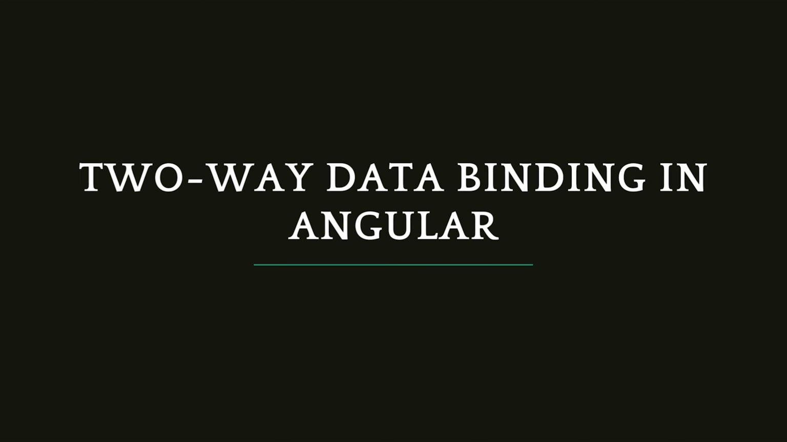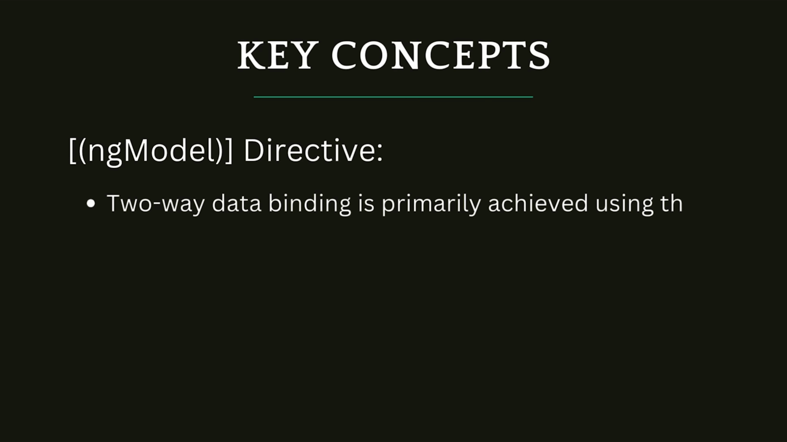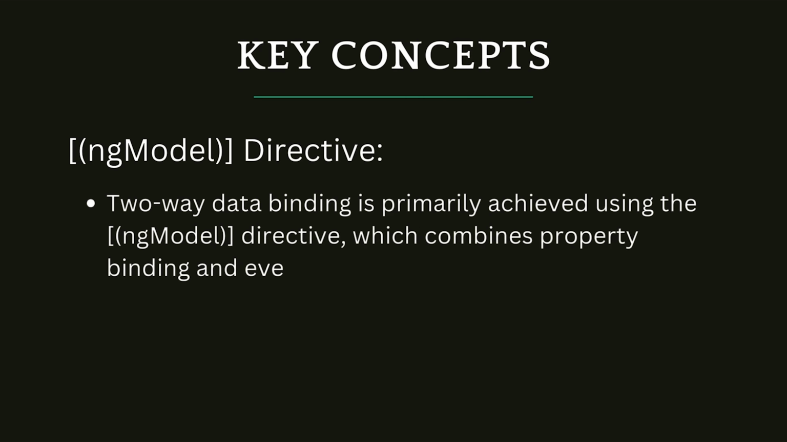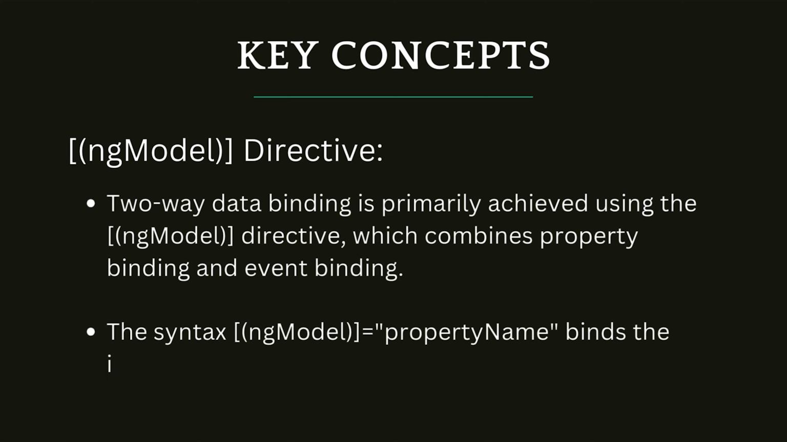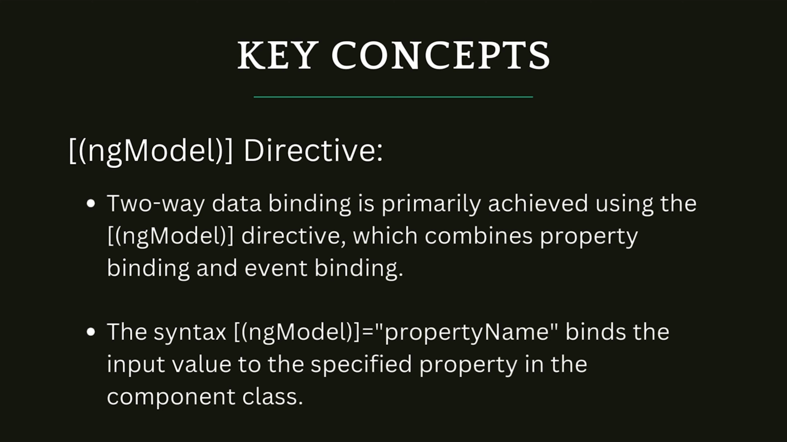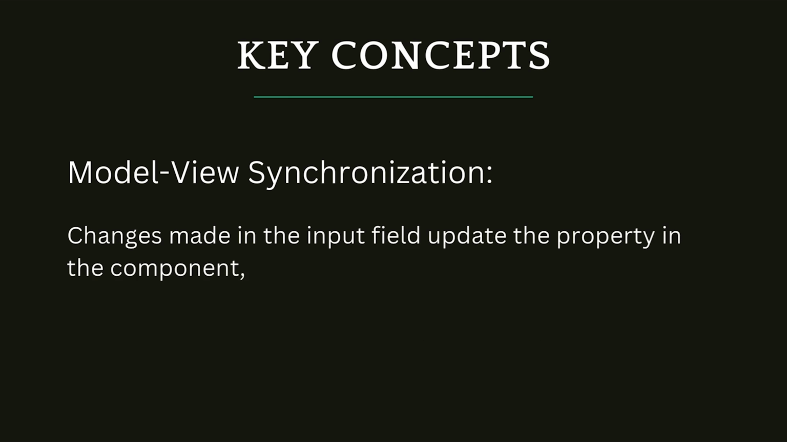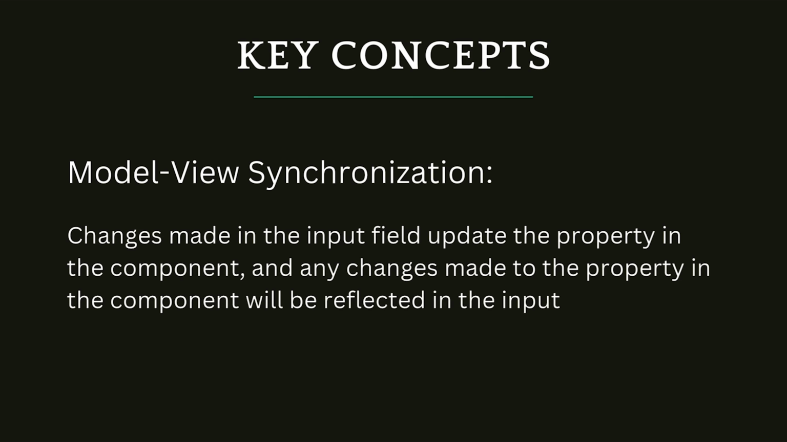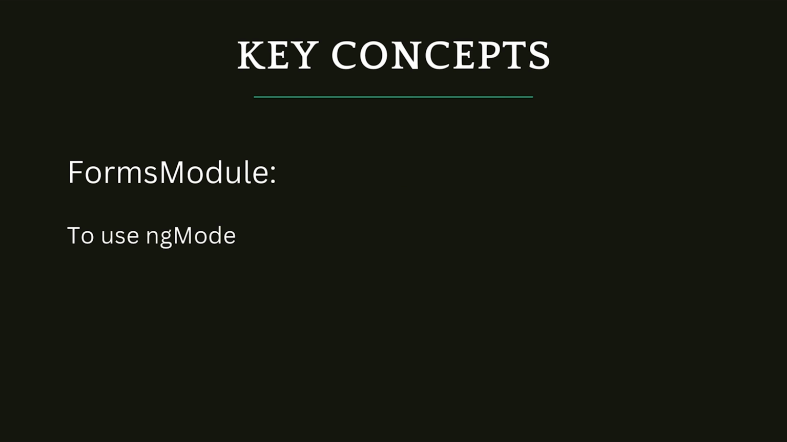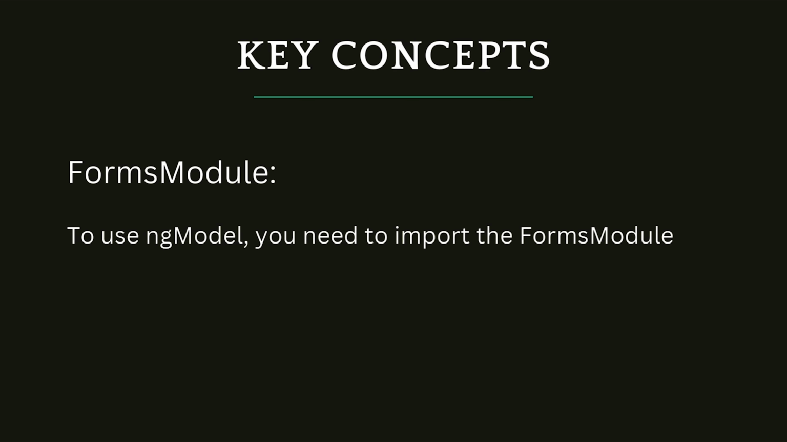And next we have two-way data binding. It is a powerful feature in Angular that allows for automatic synchronization of data between the model, the component class, and the view template. This means that when the user interacts with the UI, the data in the component automatically updates, and if the data in the component changes, the UI reflects those changes instantly. Two-way data binding is primarily achieved using the ngModel directive, which combines property binding and event binding. The syntax [(ngModel)]="propertyName" binds the input value to the specified property in the component class. Changes made in the input field update the property in the component, and any changes made to the property in the component will be reflected in the input field. To use ngModel, you need to import the FormsModule in your component.